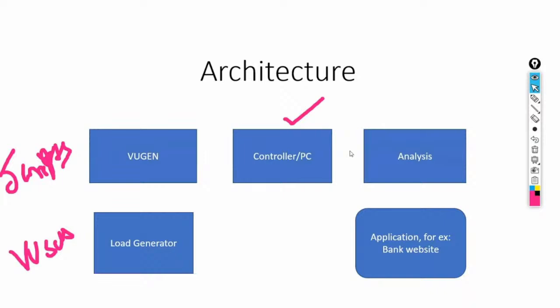There is one more component which is connected to the load generator and controller, which we call the agent process. It will be installed by default whenever you install LoadRunner on your machine. It connects the controller and load generator. Why it connects, we will discuss in detail in upcoming sessions. All in all, these are the components of the LoadRunner architecture: load generator, VuGen, controller or performance center, analysis, and then you can also call the agent process. This is very important from an interview perspective. If you attend any interview, they might definitely ask you to explain the different components of LoadRunner architecture.